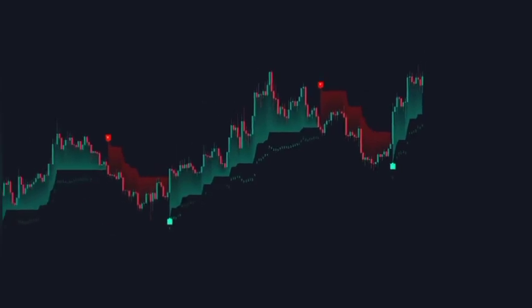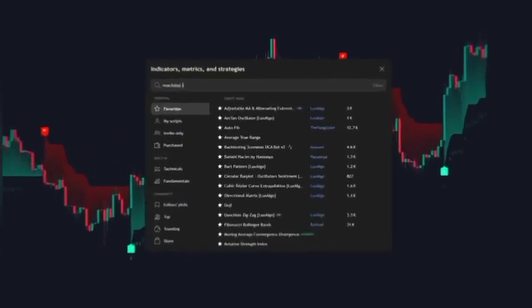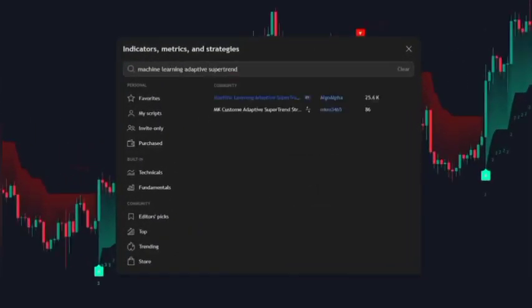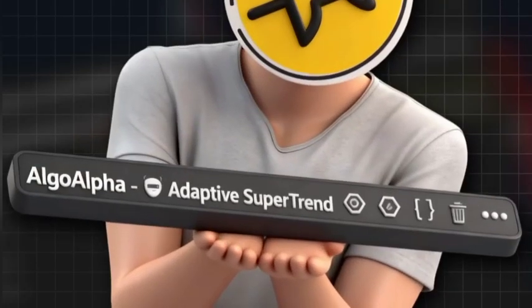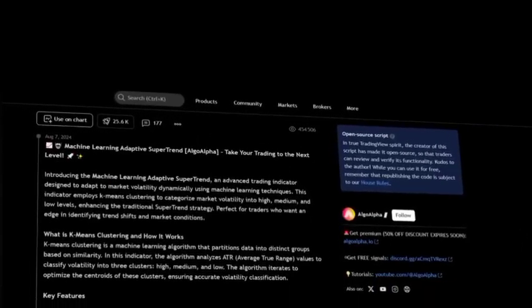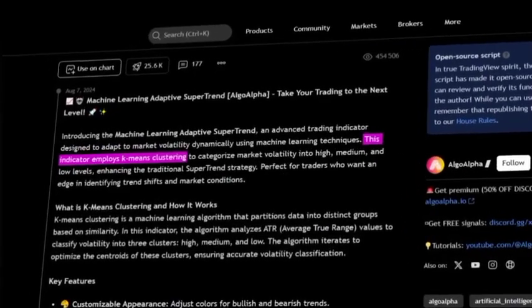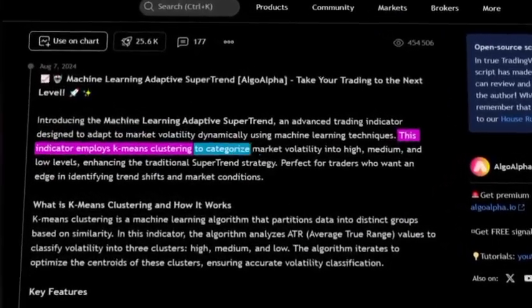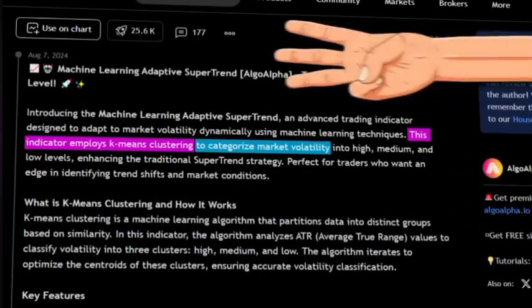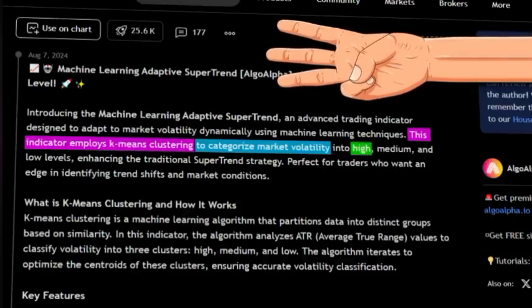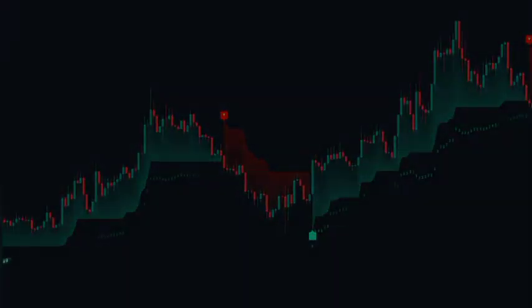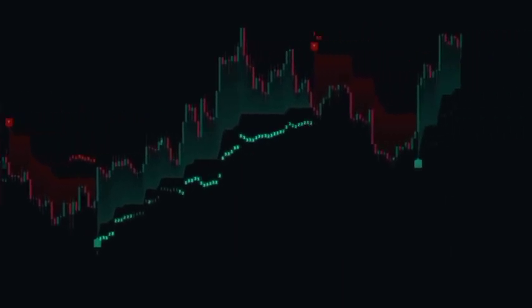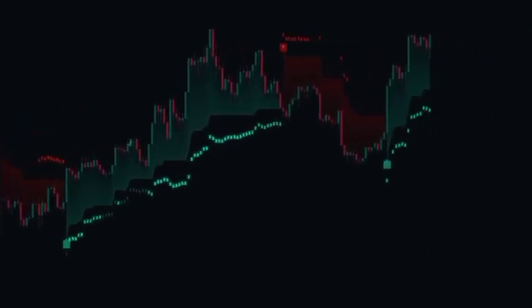To add this new supertrend to your chart, click on Indicators and search for Machine Learning Adaptive Supertrend, the one by Algo Alpha. Let me show you what makes this indicator special. Machine learning is introduced here through something called K-means clustering. This is a technique that categorizes market volatility into 3 distinct levels: high, medium, and low. Why does this matter? Because this categorization allows the supertrend to adjust more precisely to varying levels of volatility.